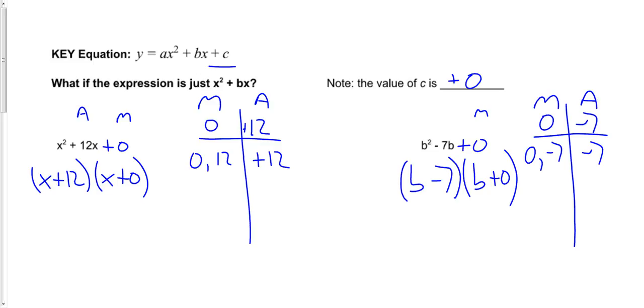Okay, so factoring out an expression where the c value is equal to 0 is pretty straightforward once you realize that 0 has to be one of the terms, and the b value must therefore be the second term.